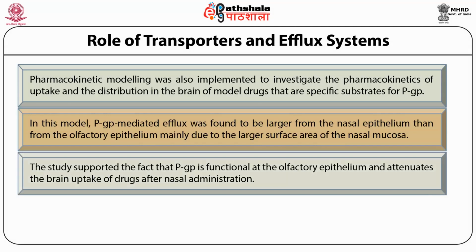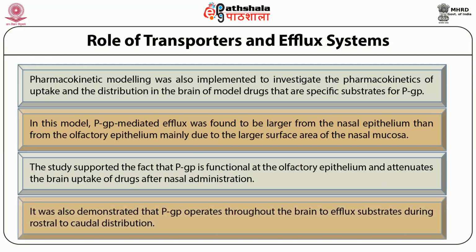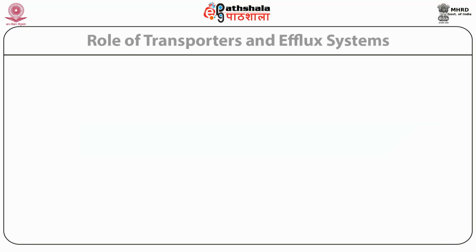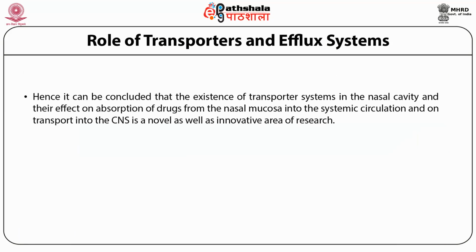The study supported the fact that PGP is functional at the olfactory epithelium and attenuates the brain uptake of drugs after nasal administration. It was also demonstrated that PGP operates through the brain to efflux substrates during rostral to caudal distribution. Hence, it can be concluded that the existence of transporter systems in the nasal cavity and their effect on absorption of drugs from the nasal mucosa into the systemic circulation and on transport into the CNS is a novel as well as innovative area of research.